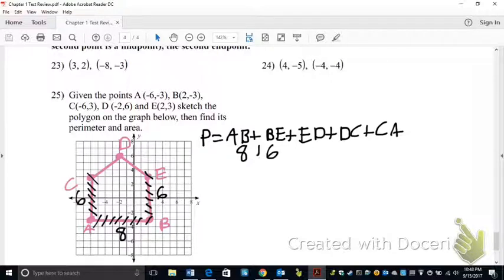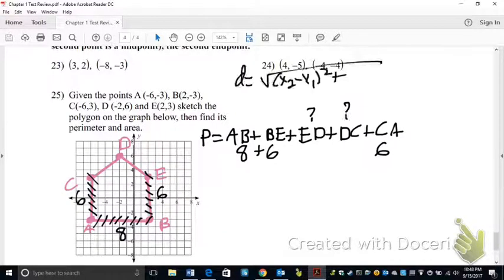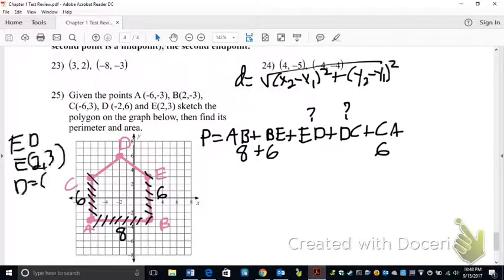So we can plug those in, but that still leaves us E to D and D to C. So how are we going to do those? Well, now we are going to need to use the distance formula, because the distance formula is how we calculate length or distance on a coordinate plane. So again, we're going to quickly jot it down. Distance equals the square root of x2 minus x1 squared plus y2 minus y1 squared.